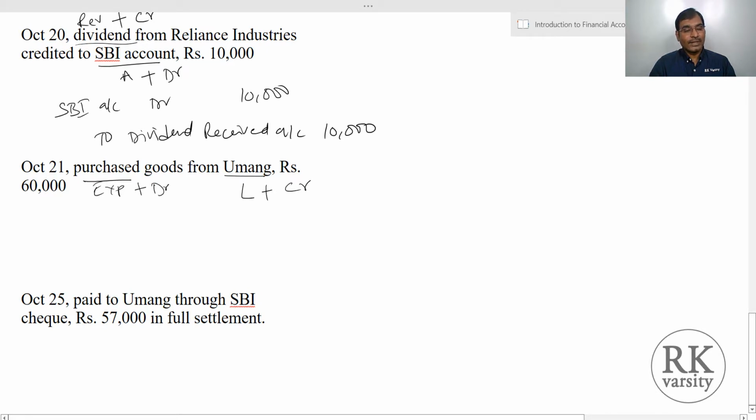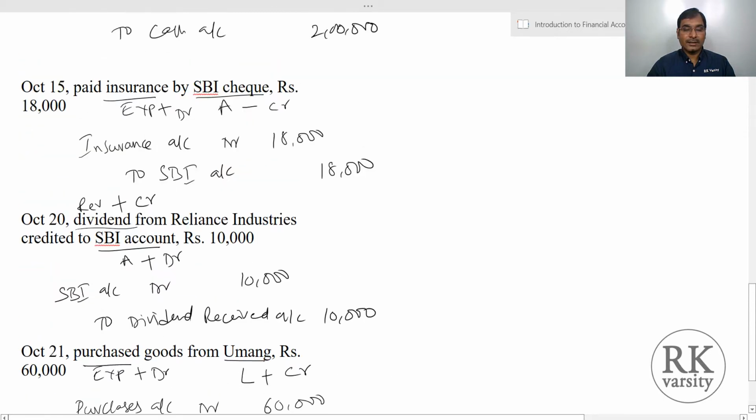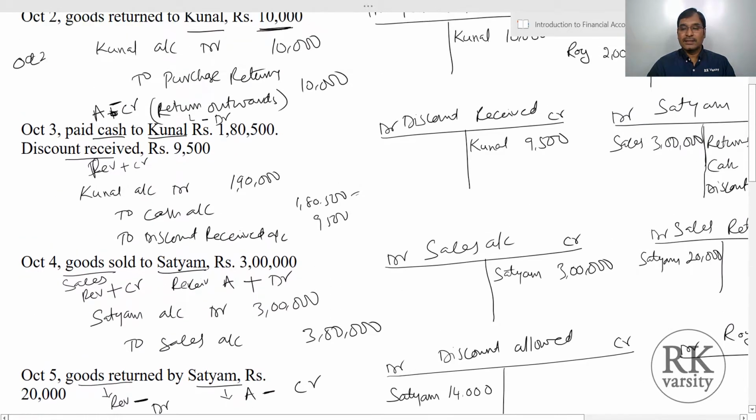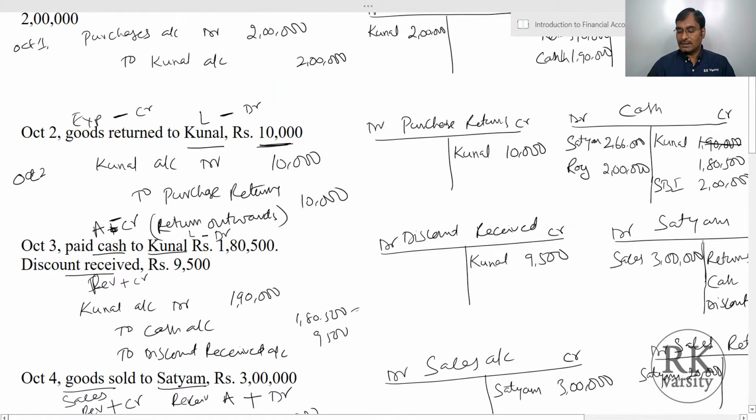So we write the transaction like this: purchases account debtor to Umang account. So the amount is 60,000. I guess we already have a purchases account. We'll check and we post this transaction in the purchases account. So purchases account, let us see here. Yeah, we have purchases here and the purchases increase.